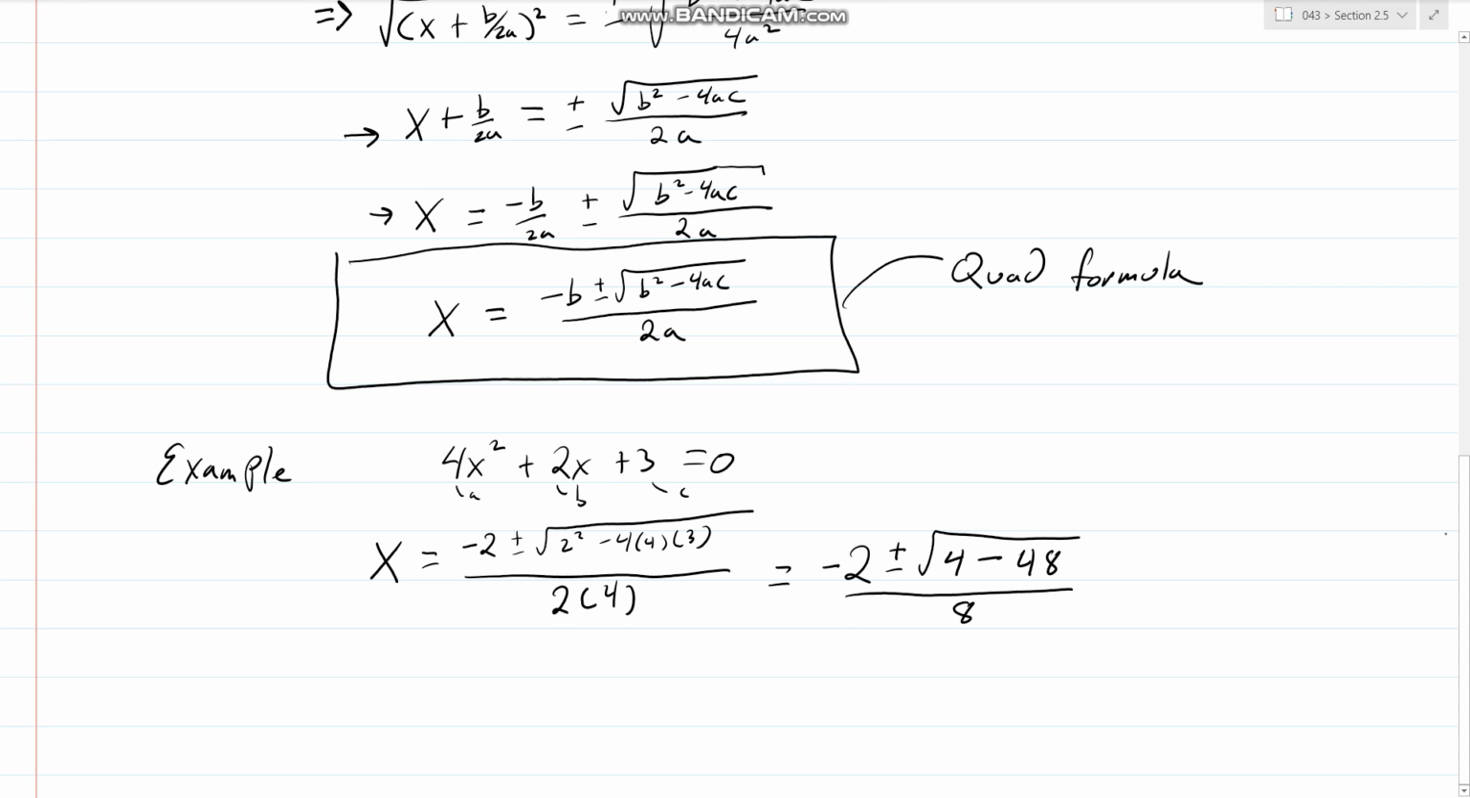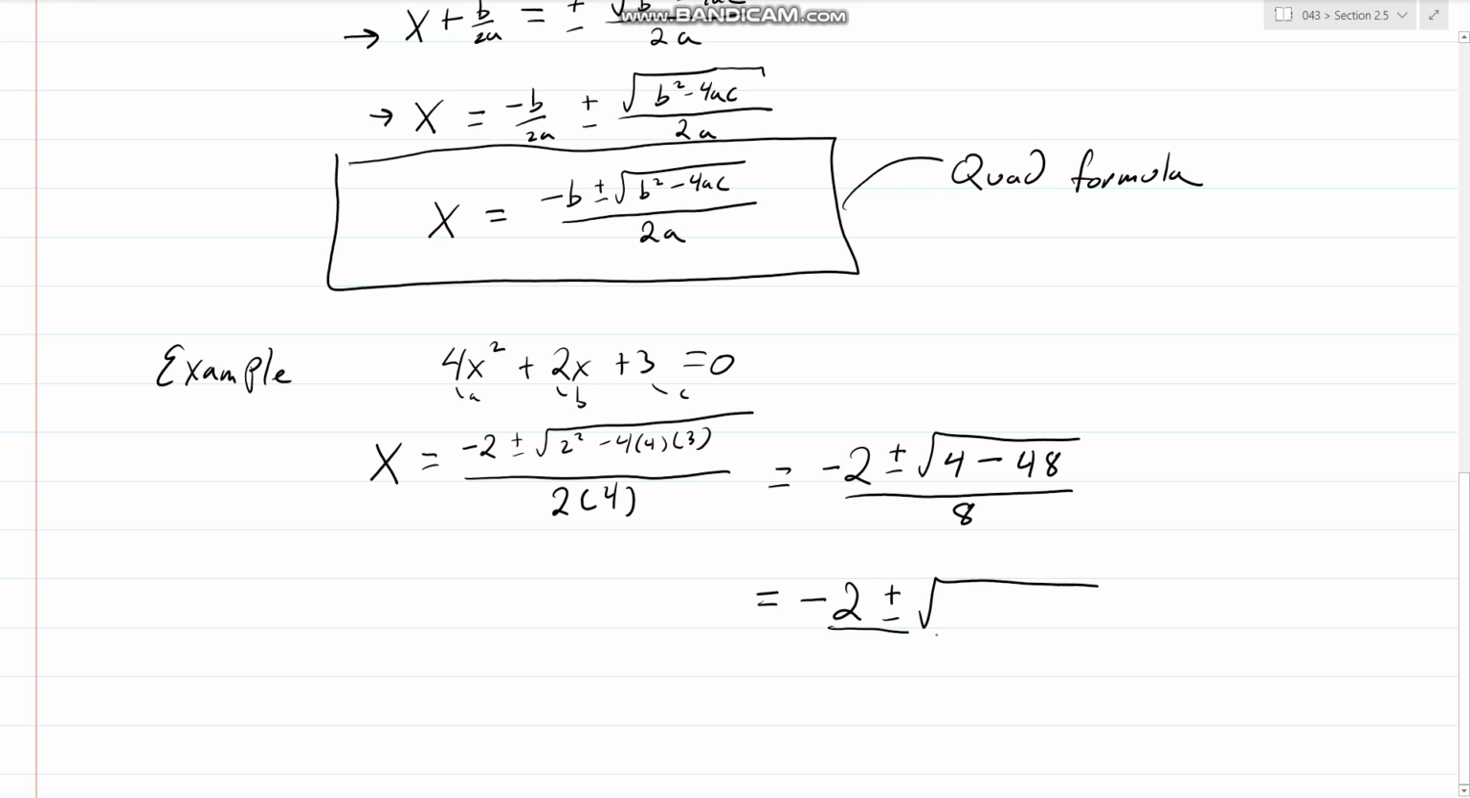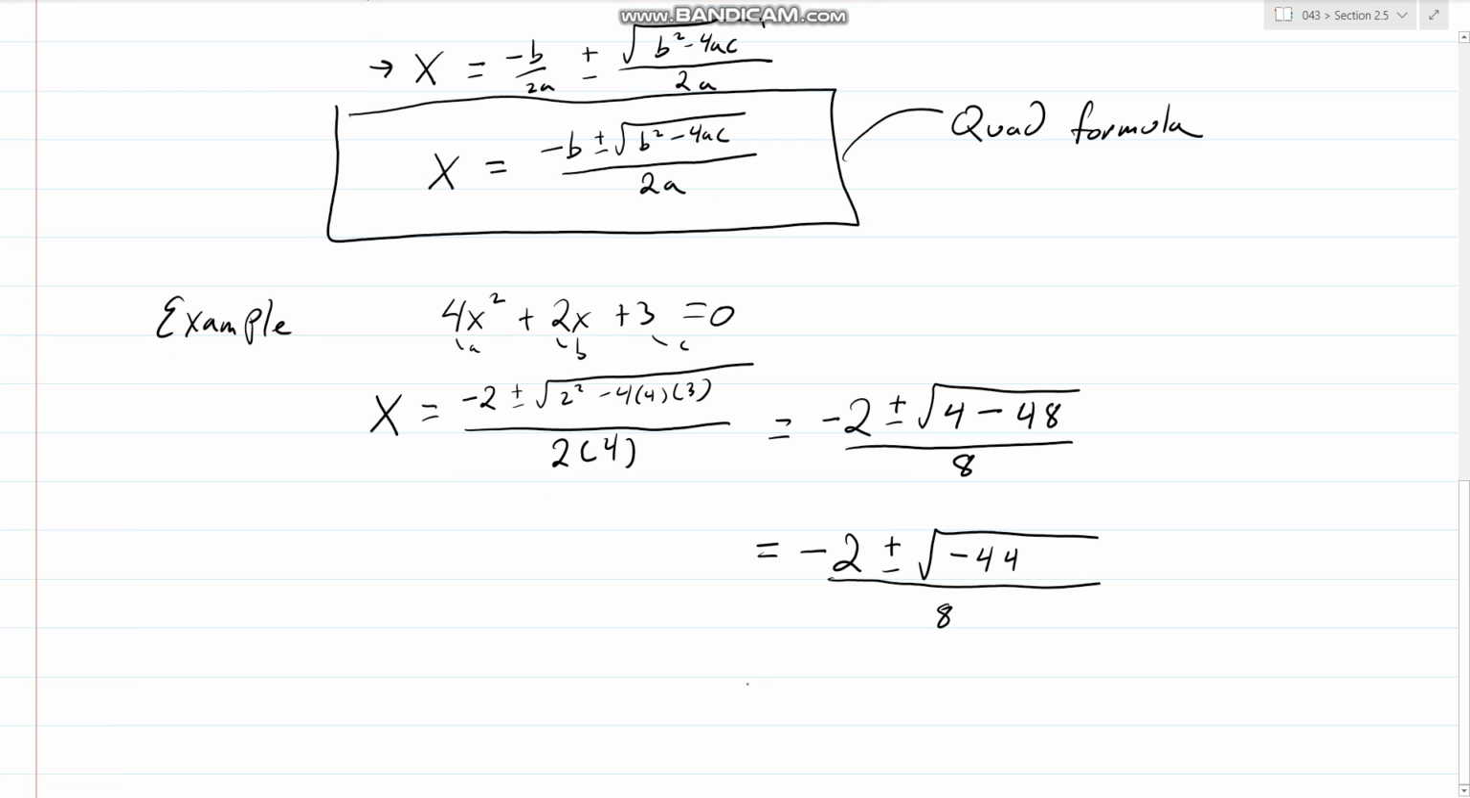over 8. And see, this is a good example because we're going to have a complex answer, an imaginary answer here. So this was not factorable. This is still over 8. We have 4 minus 48, so that's negative 44. And we've essentially solved it, but I'm just going to keep going and simplify the best I can.